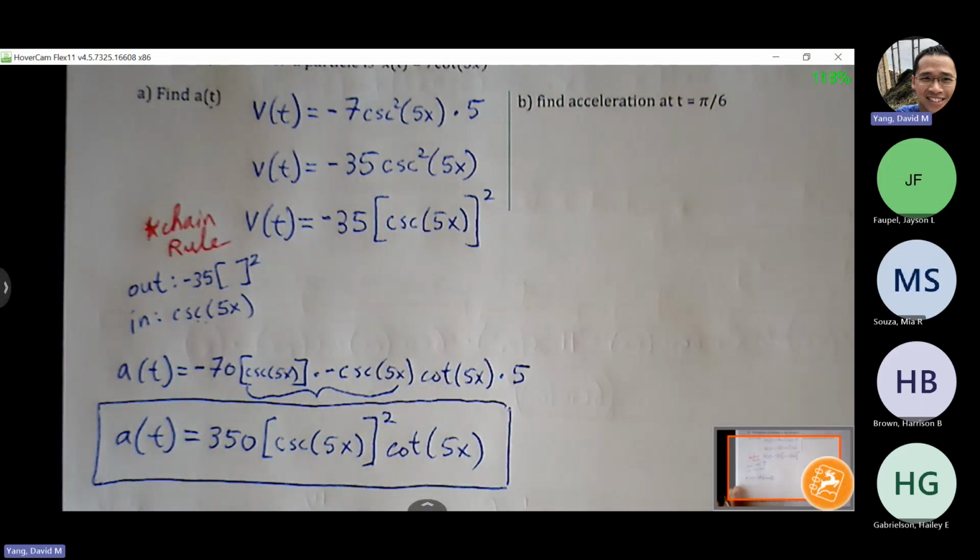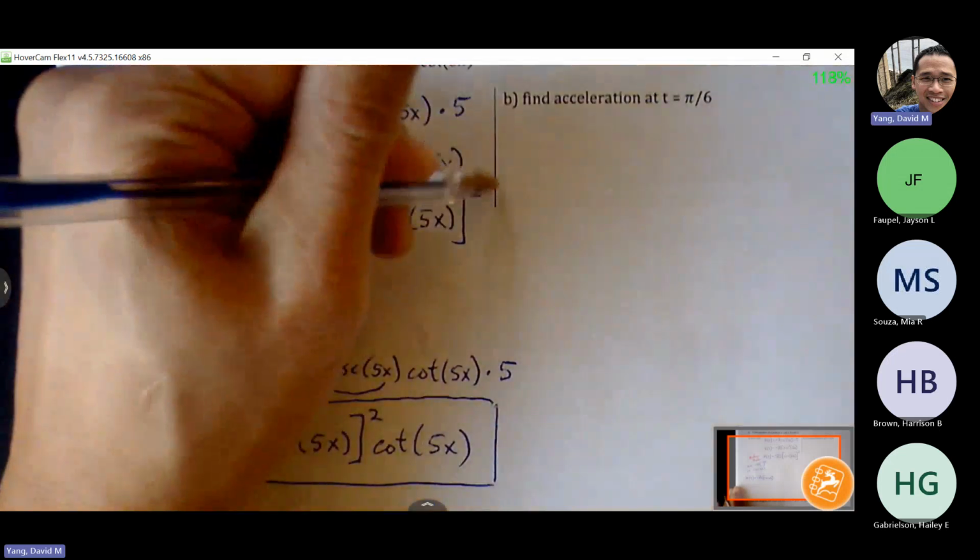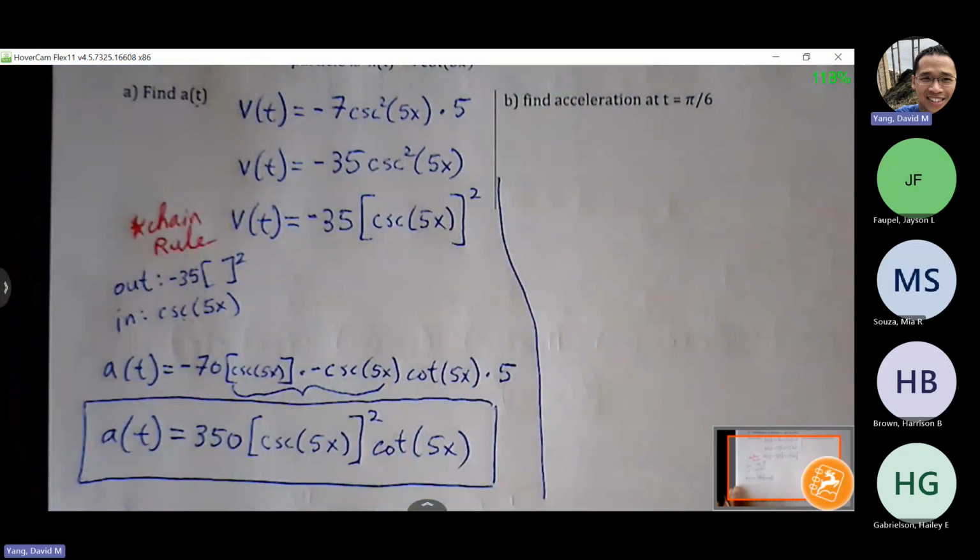Okay. And I also messed up on part B on the key. Okay, so that's part A. Any other questions with part A?